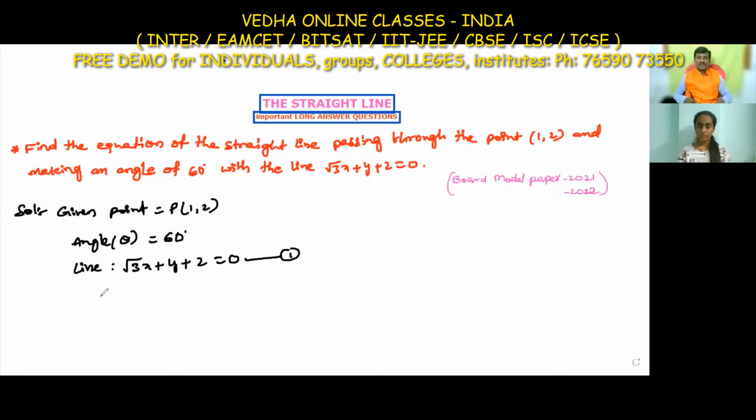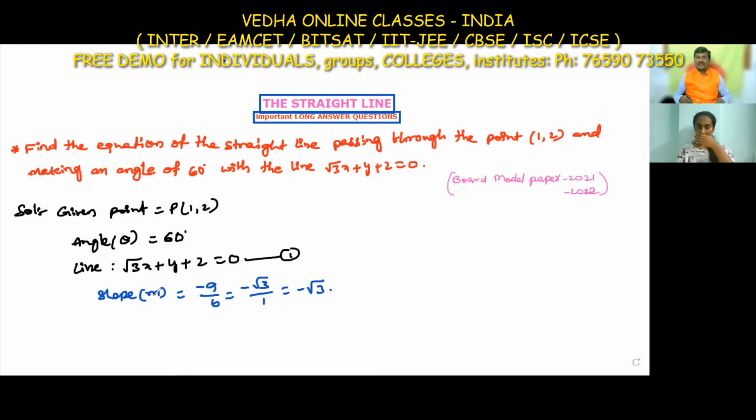Now find the slope of this line. Slope m is equal to minus a by b, minus x coefficient by y coefficient, that is minus root 3 by 1, that means minus root 3. This is the slope of the line. We don't know the slope of the required line, which is the straight line passing through this point and making an angle of 60 degrees with the given line.